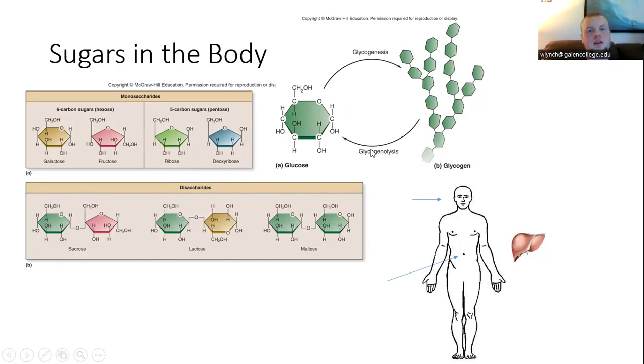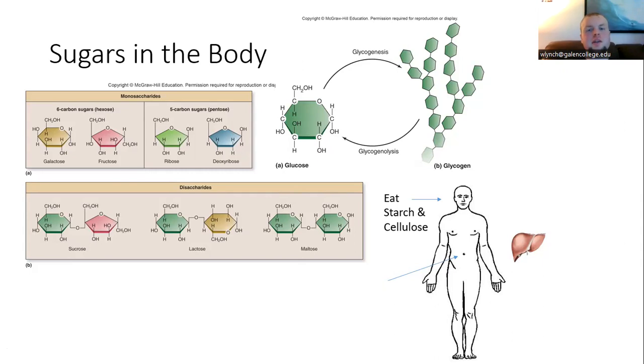Now, all these are going to be broken down eventually into glucose if they are utilized as cellular energy. If we are going to store that energy, we will form glycogen, which is the process of glycogenesis. If we want to use energy, we will use it from that glycogen. We will break those bonds and get a glucose out of it. That happens in the liver and in skeletal muscle.